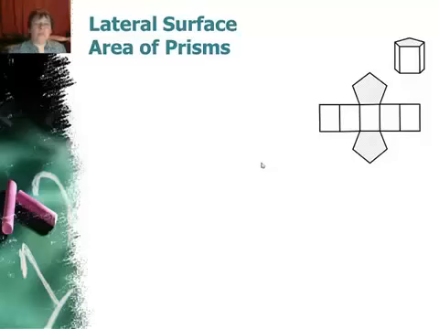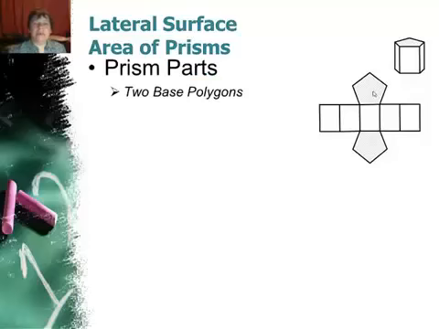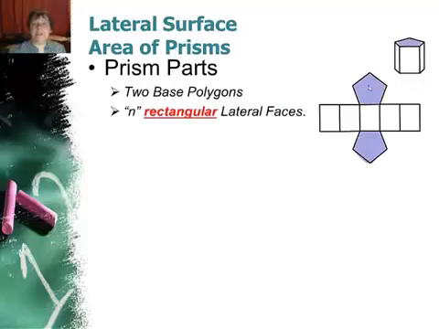For prisms, one thing we look at is that the prism has two base polygons. So you can see that this is a pentagonal prism on top. So there are two polygons, here's one on top, one underneath that you can't see. Then it tends to have n rectangular lateral faces. Now, if it's a regular polygon, all of these will match. And if it's not regular, that means that all the sides don't match, then the faces might be different size rectangles. So here is the lateral surface of this pentagonal prism.